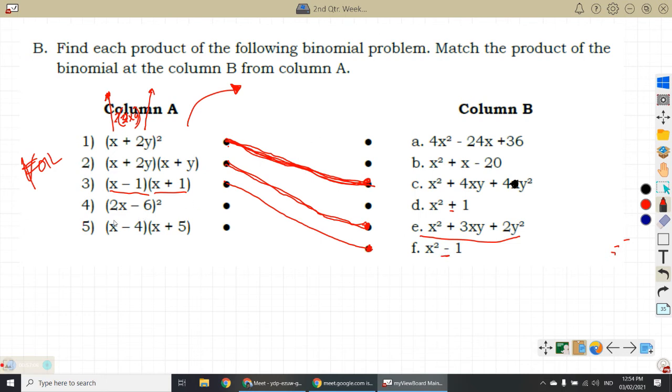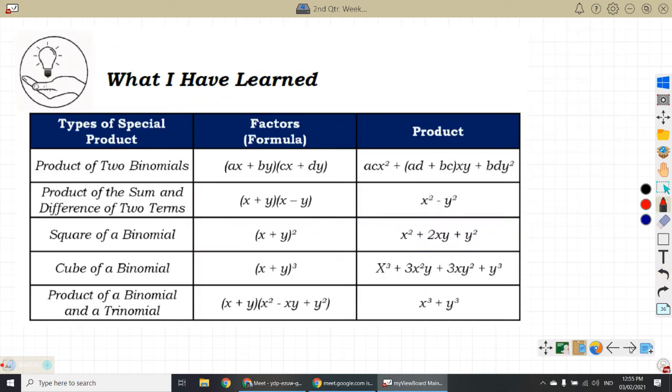Next. 2x minus 6. A. So, this is letter A. Obvious naman, no? A. 6 times 6 eh. Oh. And the last one, x minus 4 times x plus 5. B. Of course, this is letter B. Ayan. Thank you sa mga sumasagot kanina pa, no? Ayan. I think you know yung ating lesson ngayon.